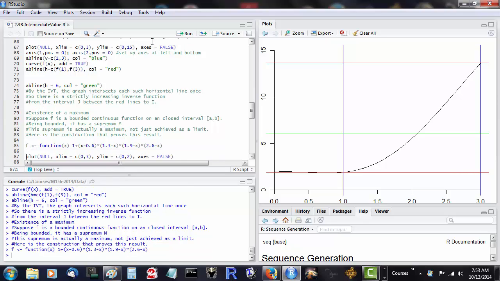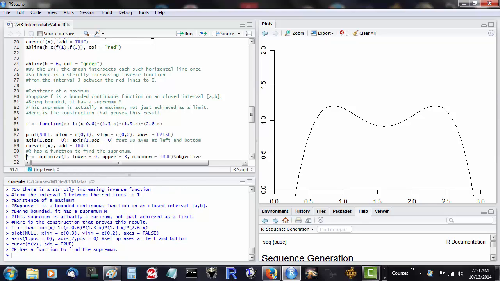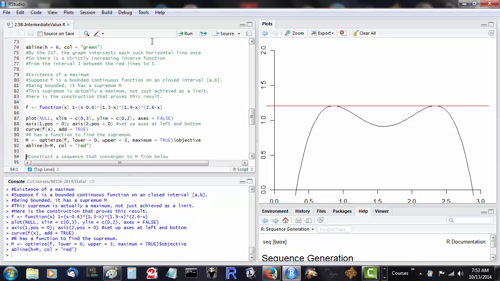I've set up a nice, wiggly, ambiguous function. So notice it's not at all obvious exactly what the maximum value is. It could be that this maximum is actually achieved in two different places. R conveniently has a function that finds the supremum. It's called optimize, and if I put $objective after it, the result that I store in M is the least upper bound of the values of the function on that interval.